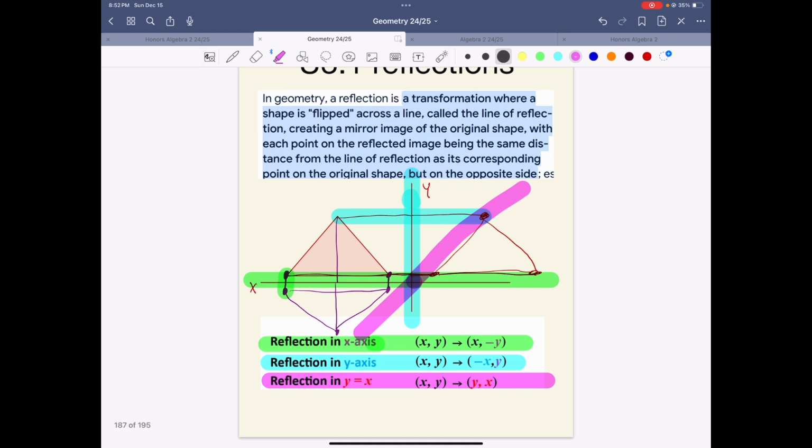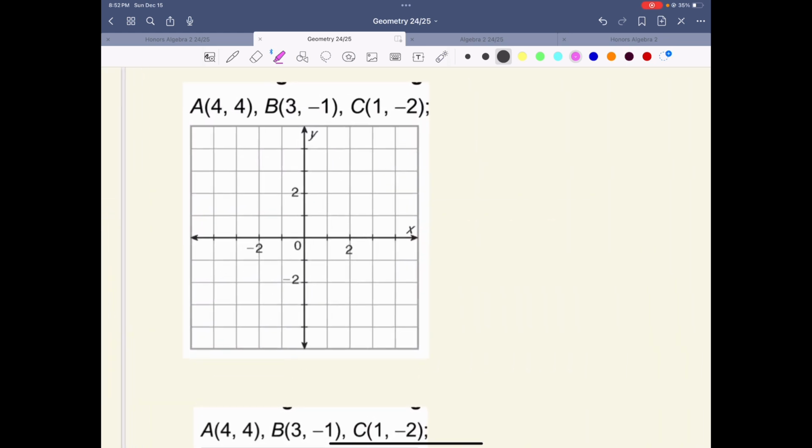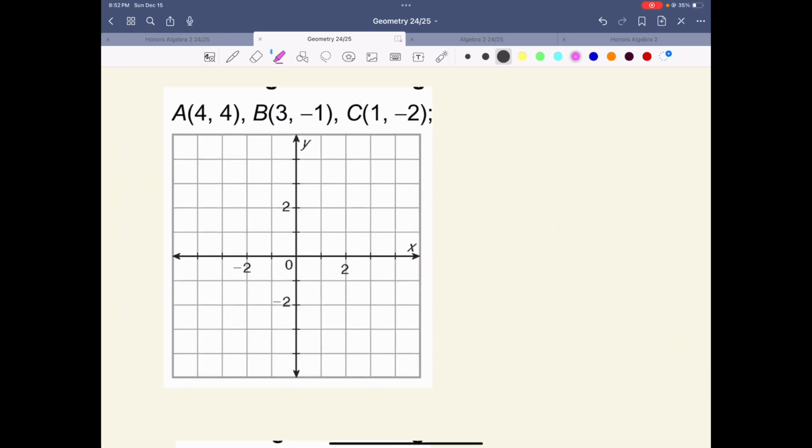So let's look at a couple of examples. All right, so here's our first example. We're given 3 points. A is at 4, 4. So remember, this means 4 to the right, 1, 2, 3, 4, and 4 up. So we're going to put point A right there. Point B is at 3, negative 1, so over 3, down 1. So B is right here.